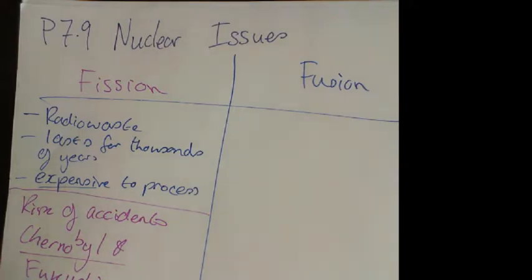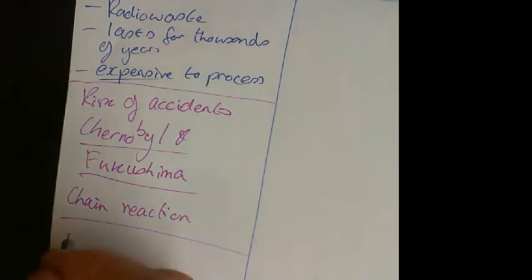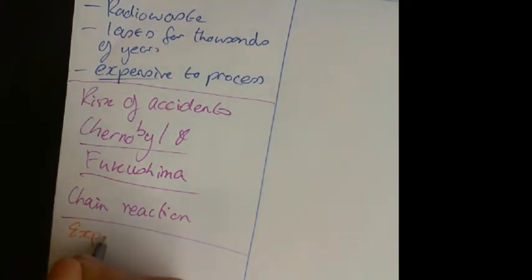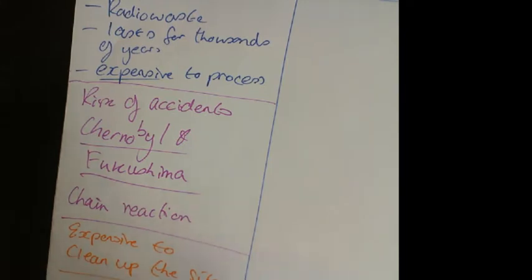And the other problem with fission is that it is expensive to clean up the site. One of the major costs of a nuclear power plant is to decommission it once it's finished. That's one of the most expensive bits.